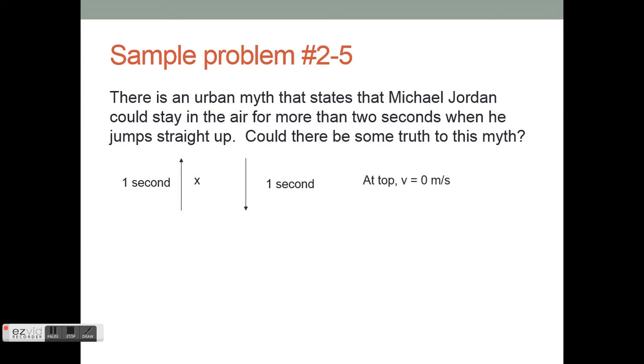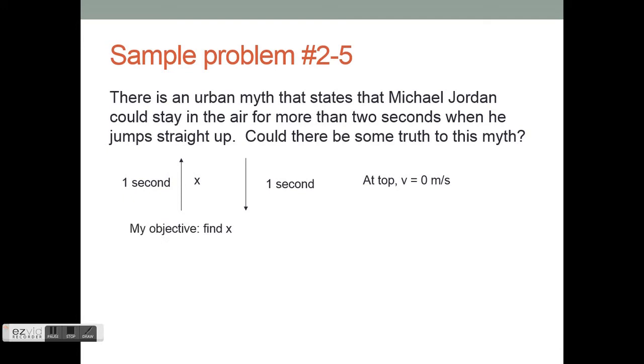Now, at the top, let's just assume he's jumping straight up in the air. The velocity at the top is 0. We can actually think about why that's true. As you're jumping upward, you have positive velocities, but they're getting smaller and smaller. As you're falling down, you have negative velocities, and they're getting more and more negative. So at the top, there must be a point where velocity is 0.